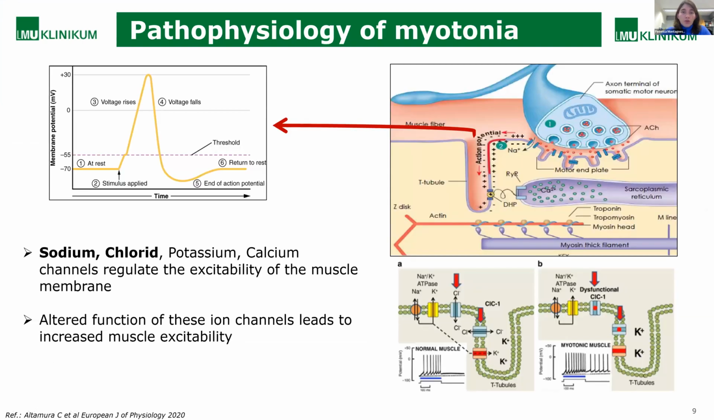From a pathophysiological point of view, the main determinants for the generation of myotonia are the dysfunction of these ion channels, especially sodium and chloride, which will either increase the sensibility of the muscle membrane to depolarization or reduce the efficacy of repolarization and hyperpolarization, so that we will have these repetitive generation of action potentials and repetitive discharges related to this elevated excitability of the muscle membrane.